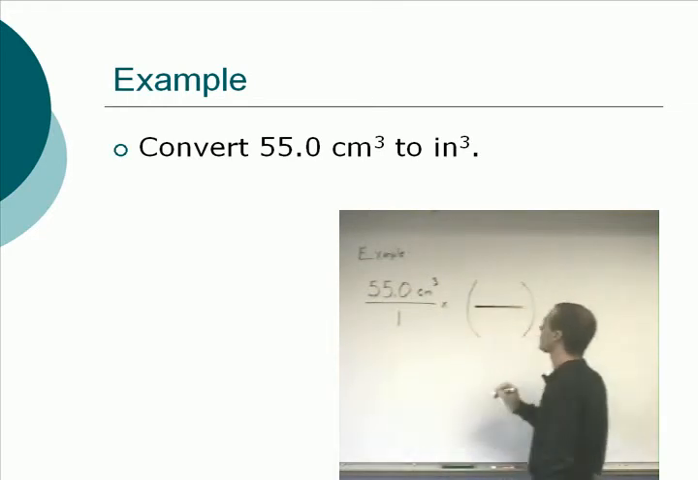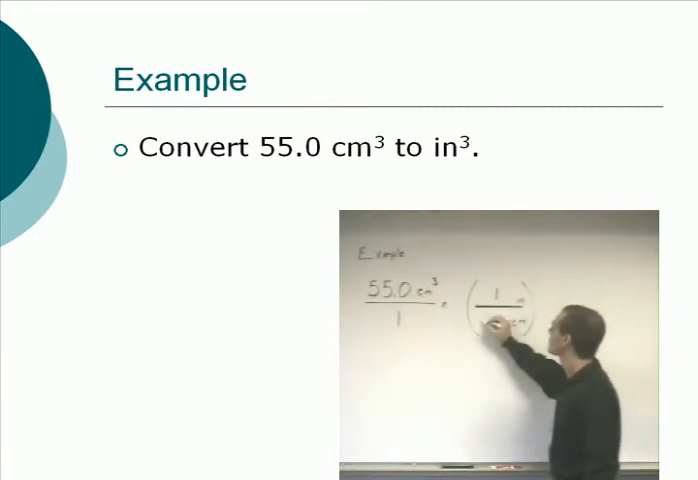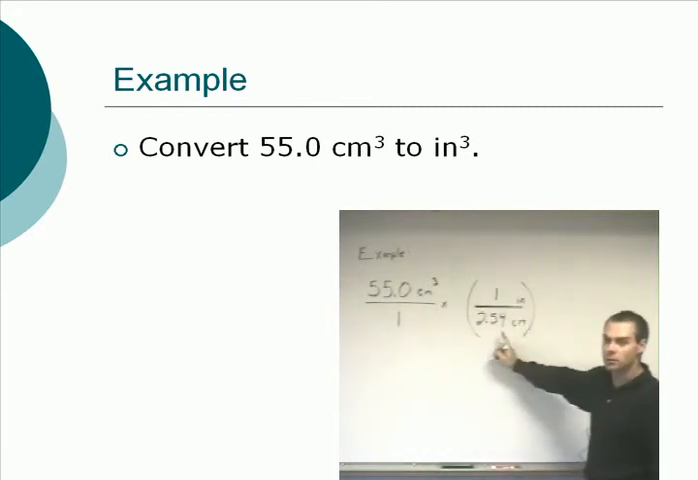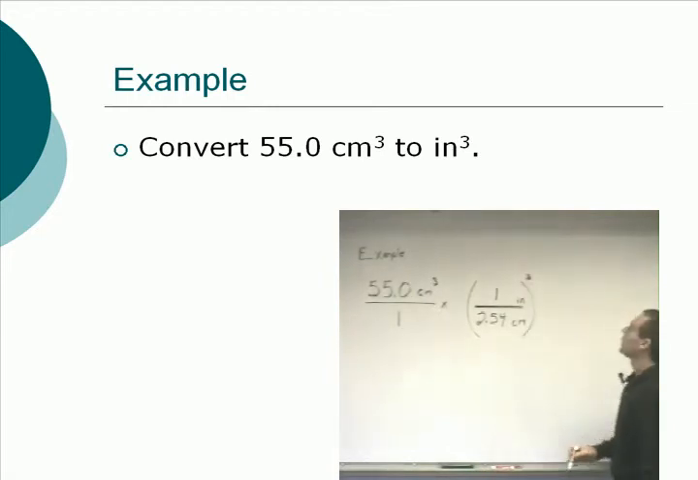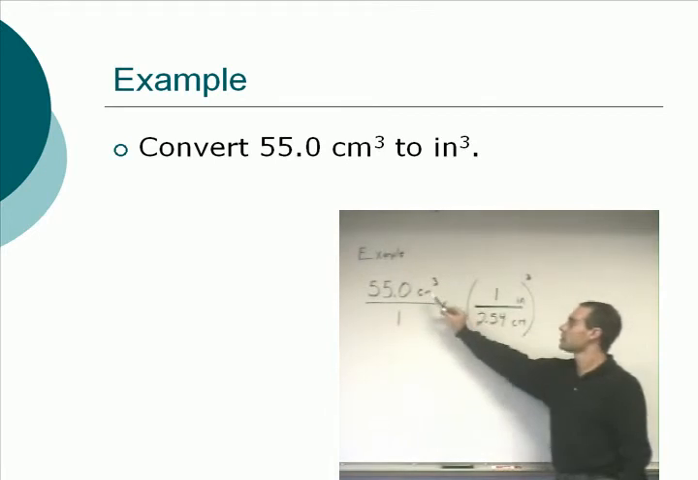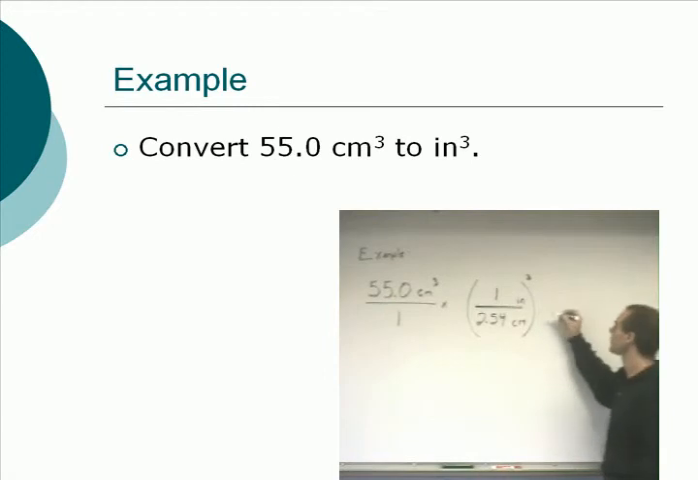So what we're going to do is put parentheses around this conversion fact. We want to get rid of centimeters. We want to go to inches. 1 inch is 2.54 centimeters. But what do you suppose we need to do with that conversion? We need to cube it. That means that these centimeters times centimeters times centimeter in our original value will cancel with centimeters times centimeters times centimeter in the denominator here, and we'll be left with inches times inches times inches, or cubic inches.